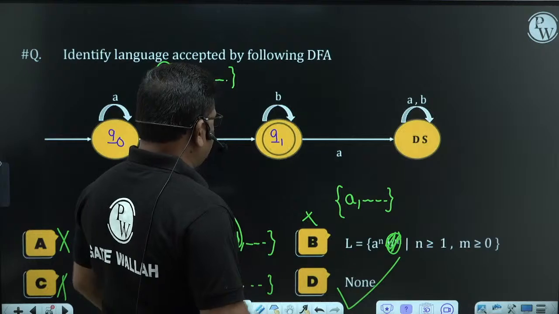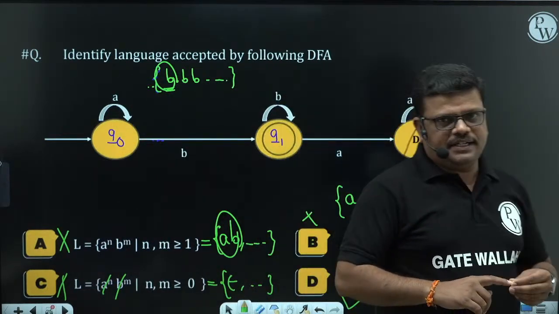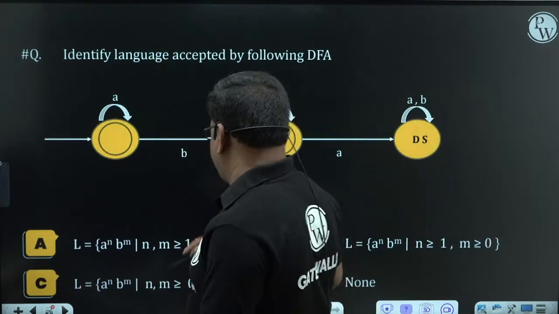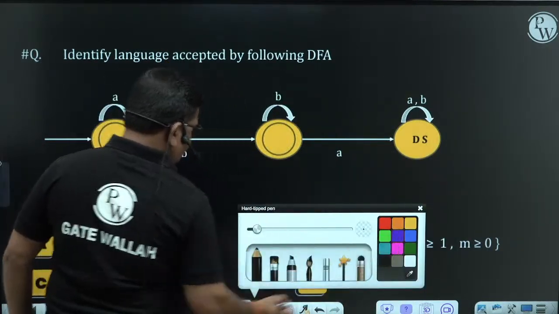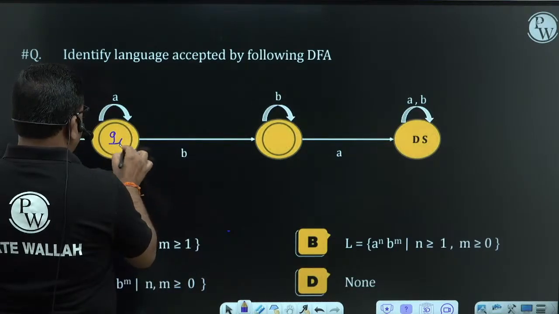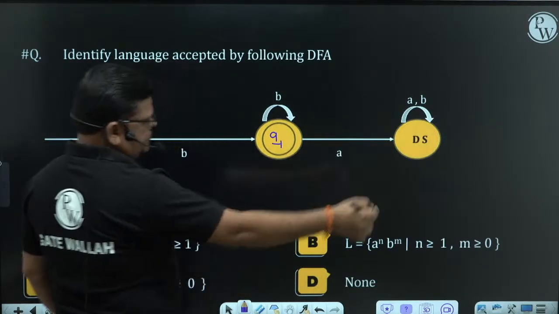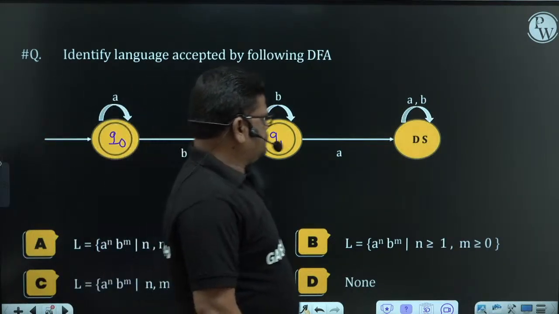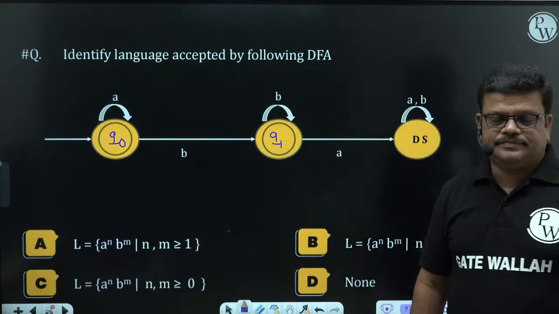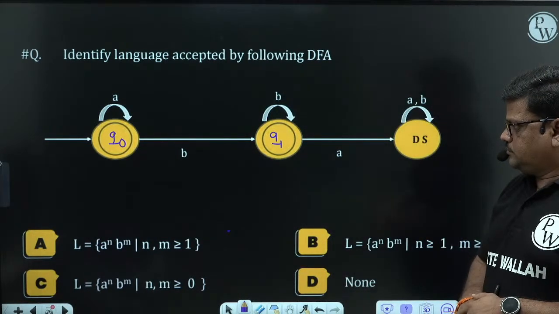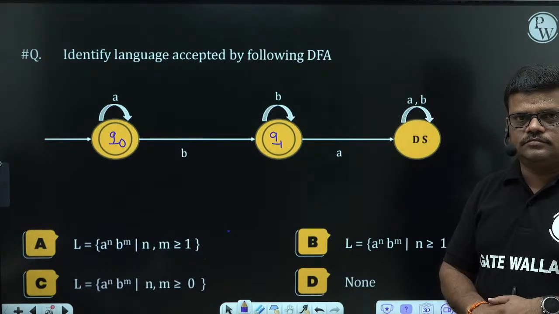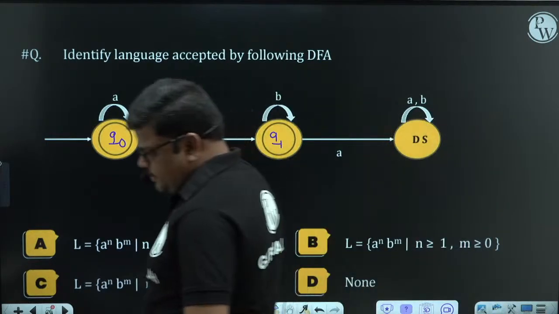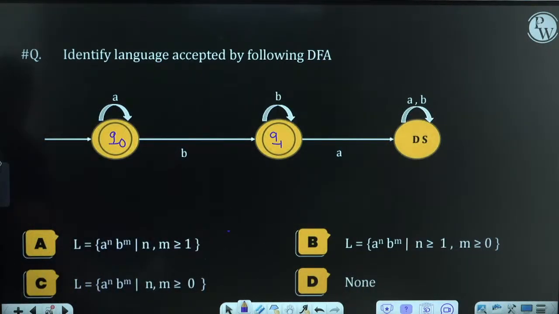I am giving a similar question, almost the same question. I am expecting the correct answer from all of you. Here also 3 states are there, Q0, Q1, and a dead state. What is the language accepted by this DFA? What type of language is accepted by this DFA? Now I think we can solve questions in seconds.